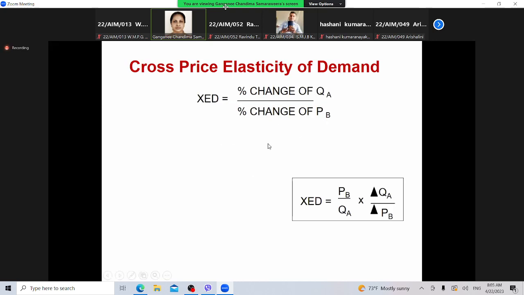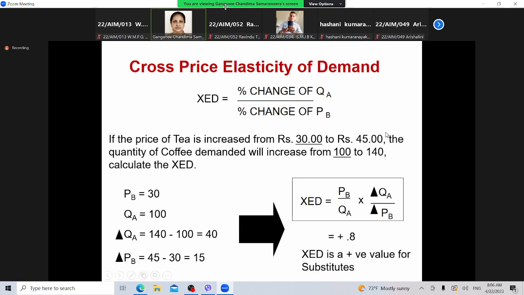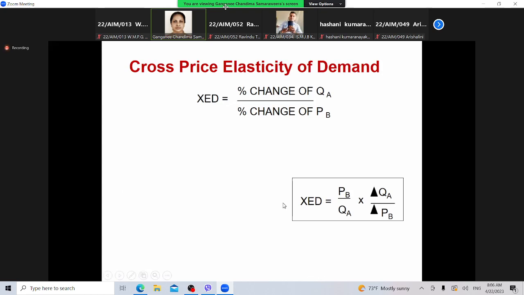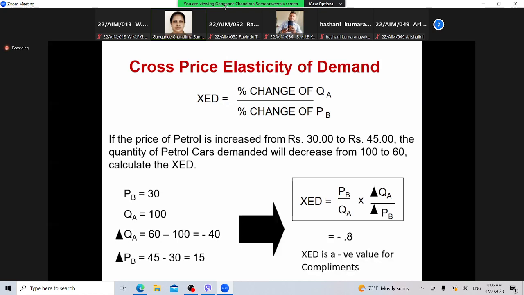So based on that, you can write the equation for the percentage method. Percentage change in quantity demanded of A, if A and B are the goods, over the percentage change in price of good B. Then last time we did some calculations and we got the previous one as a positive value. These are for substitutes. Then we got again a negative value. We understood that is complement.